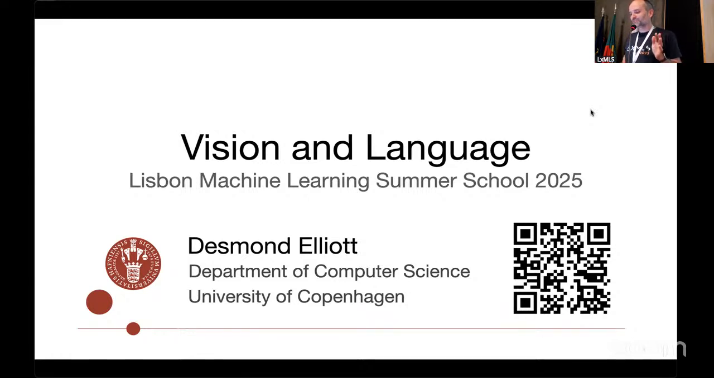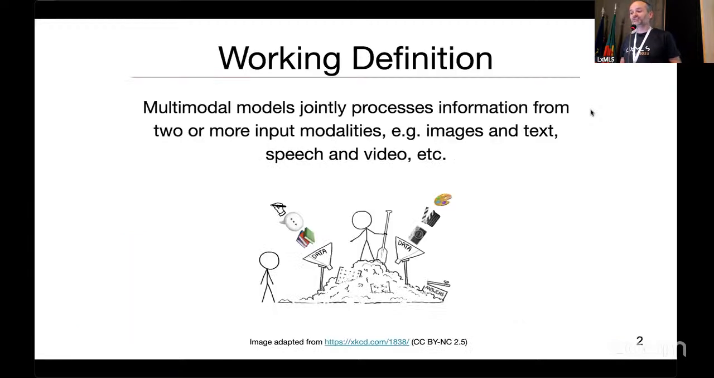I'm going to talk about vision and language learning, and I'm going to start with a definition that a vision and language model is essentially a special case of a multimodal model. And this is something that jointly processes information from 2 or more input modalities. For example, images and text, or speech and video, or images and speech. And you mix it together in the biggest neural network you can fit on your laptop or your GPU cluster, and you hope it produces the correct outputs at the end.